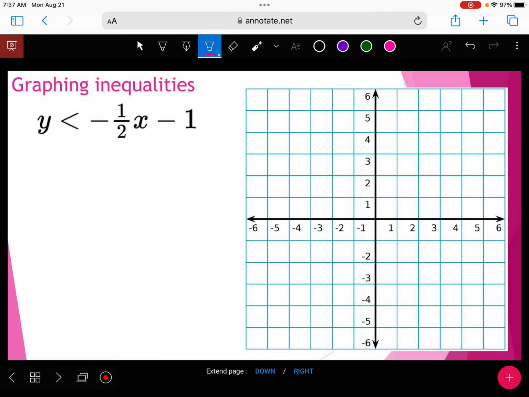Okay, let's do one more of this regular one, and then we're going to do a hard one, a story problem. Okay. So we've got y is less than negative 1/2 x minus 1. Same process. We figure out if we're doing a dotted line or a solid line. Is this one going to be a dotted line or a solid line? A dashed line. Absolutely right.